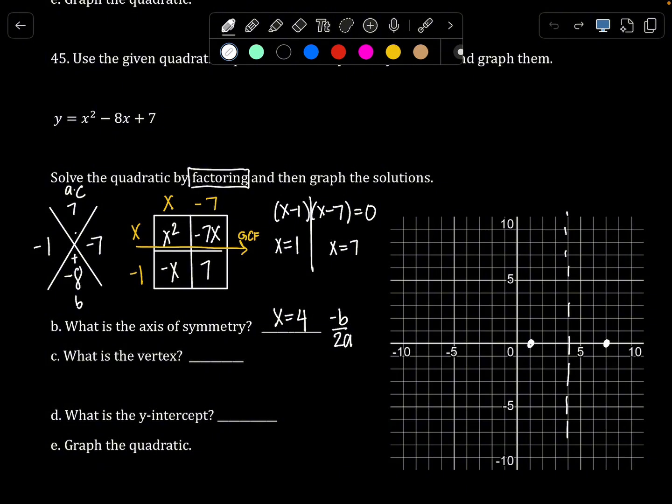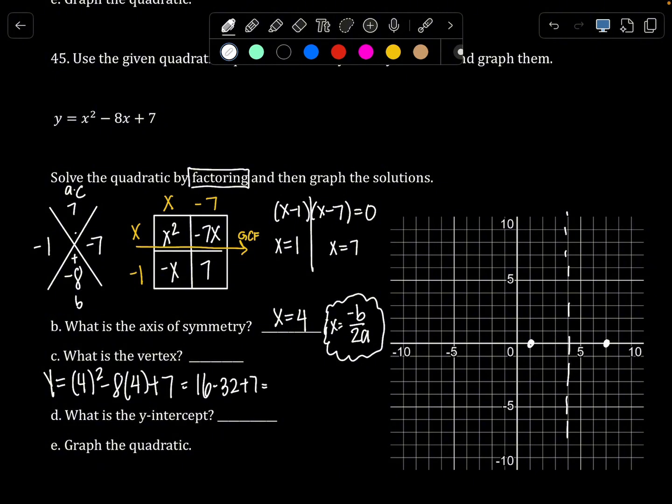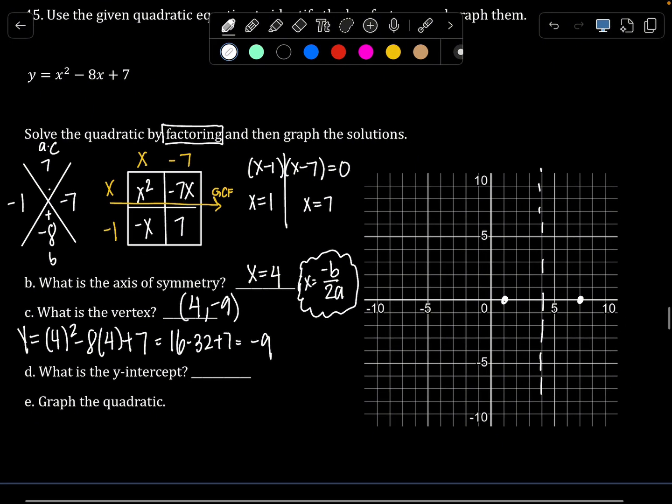All right, you could also use that formula if you'd like. I'm putting it in a little cloud. The little cloud just tells you, hey, that's probably something good to put on your flashcard. The vertex, I hope you guys were able to find your y, the corresponding y here. And you guys got 16 minus 32 plus 7. Did you guys get -9? So it's 4, -9 for the vertex.